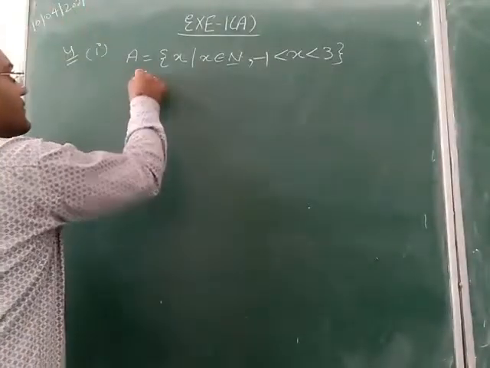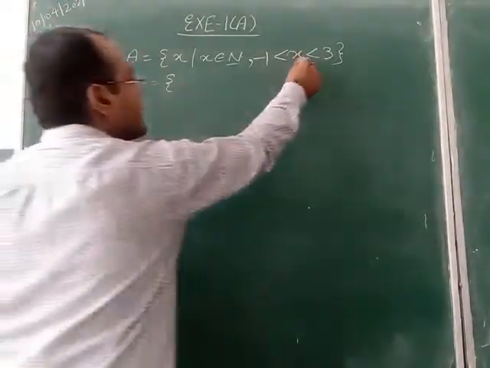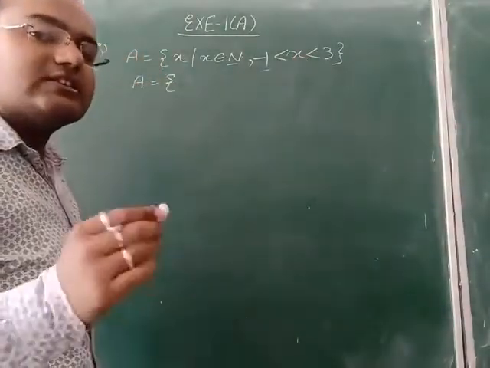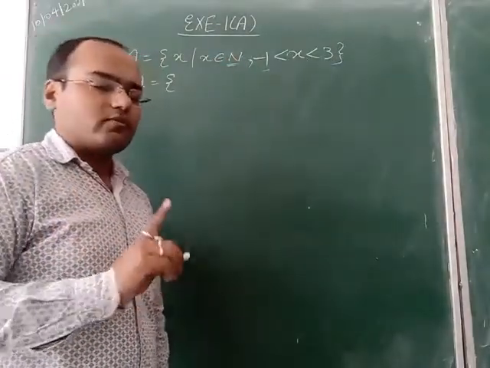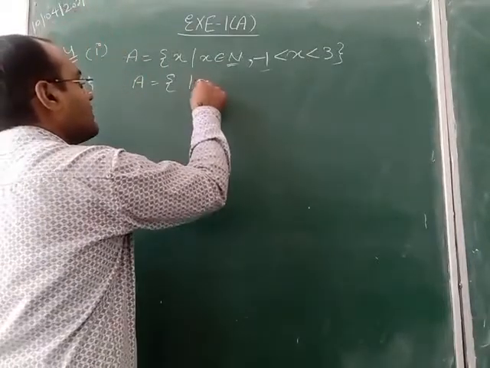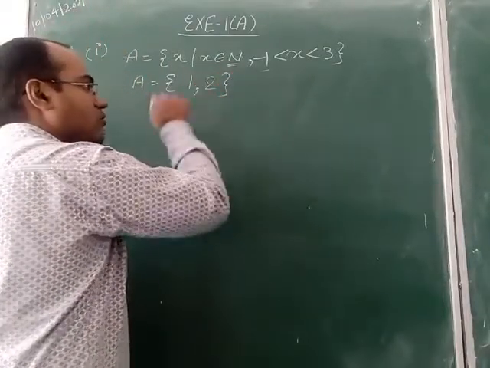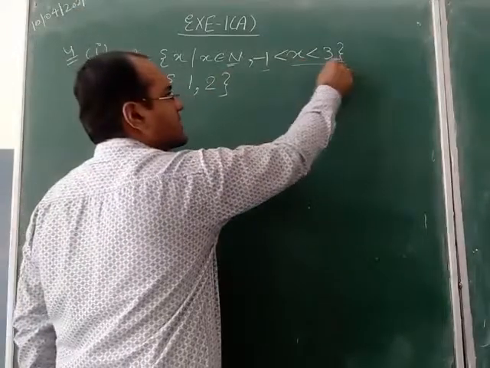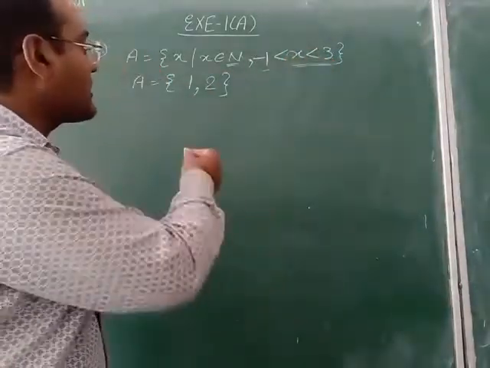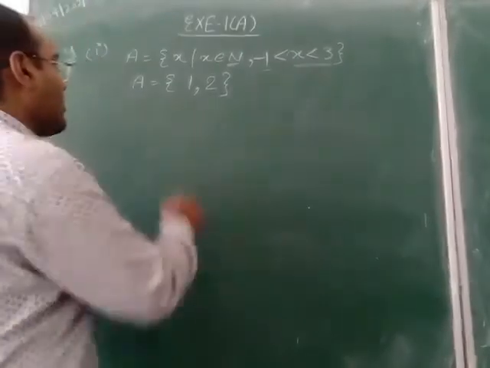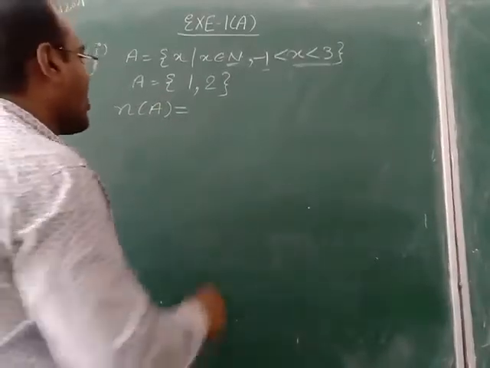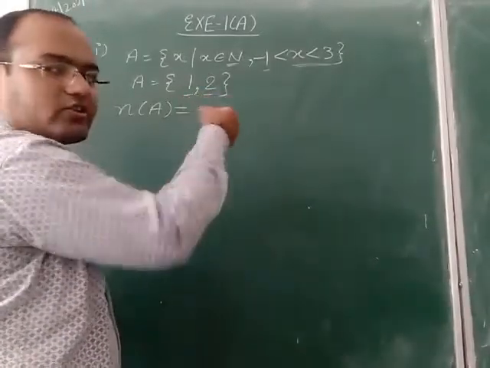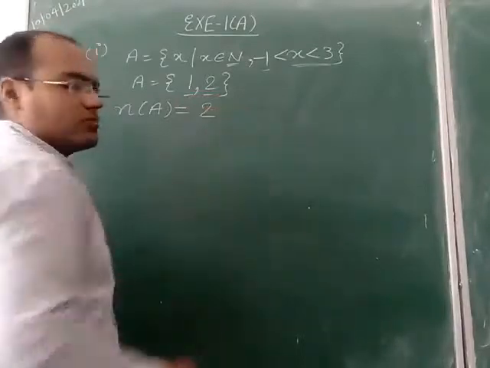So in tabular form, x values are greater than -1. Greater than -1 is 0. But we have to write natural numbers, and 0 is not a natural number, so we will not take 0. Then we will take 1, after that 2, and close the bracket, because here it is written x is less than 3, so up to 2 we have to write. Now cardinal number of A, we write n(A). How many elements are there in this bracket? 2. So cardinal number of A is 2. So like this you have to do the fourth question, first part.